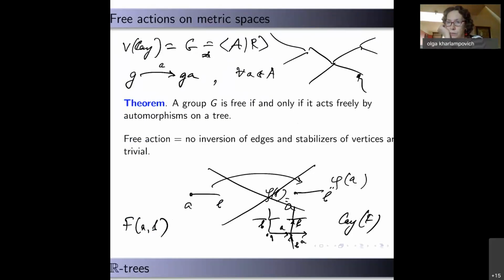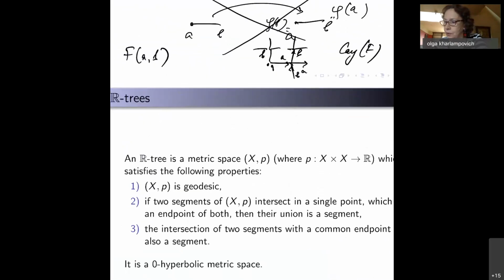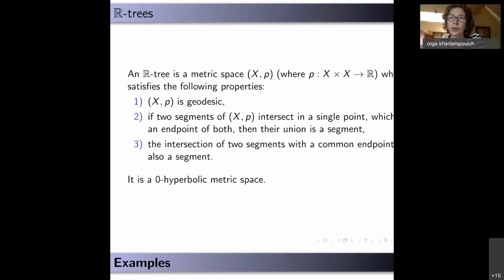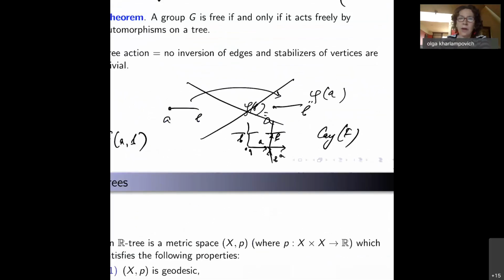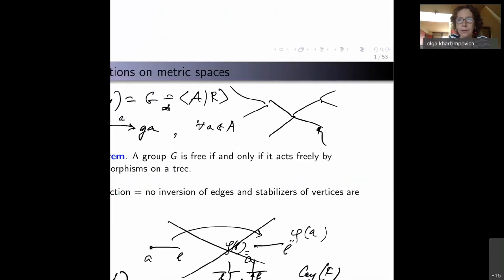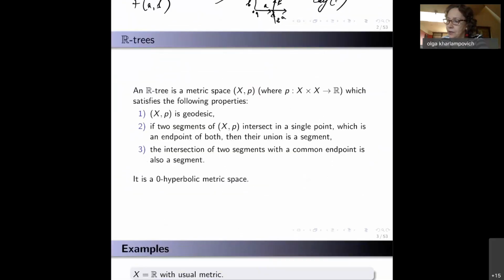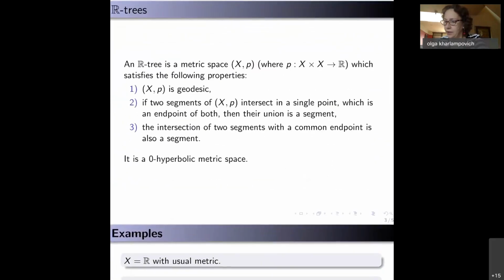Serre developed this to show that SL2Z splits as an amalgamated product, and to show that SL3Z and larger n does not. And I'll try to talk about this also. And also another subject of these lectures: I'm not only going to talk about simplicial trees. I am also going to talk about R-trees and in general lambda trees.